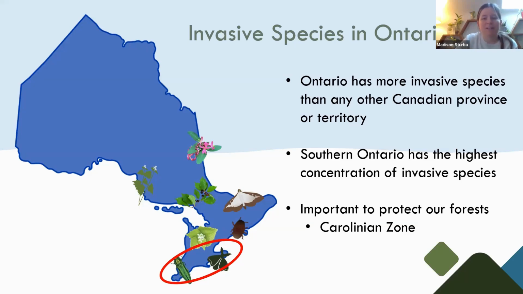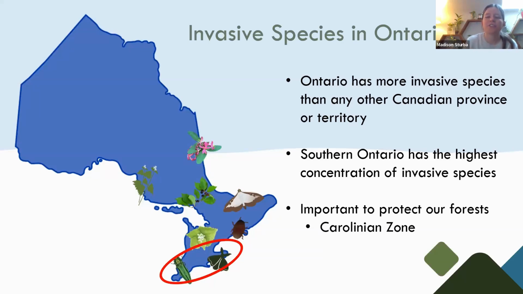Ontario is also a hotspot because of our diverse geography. Ontario has lots of different types of environments. We have forests like the boreal forest in the north and the Carolinian forest in the south. So invasives really have a lot of different choices for where they can start to establish.